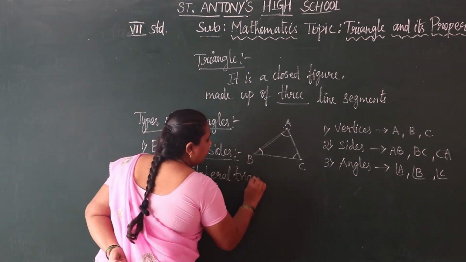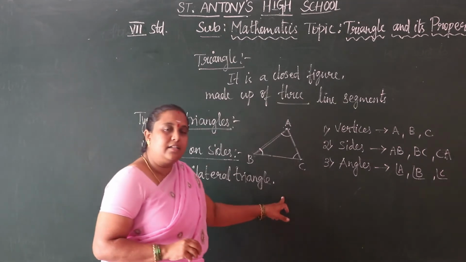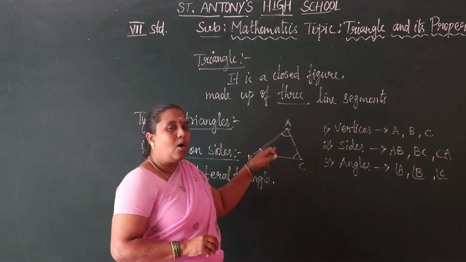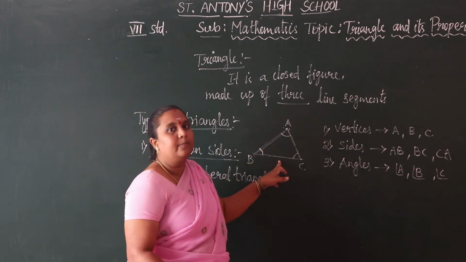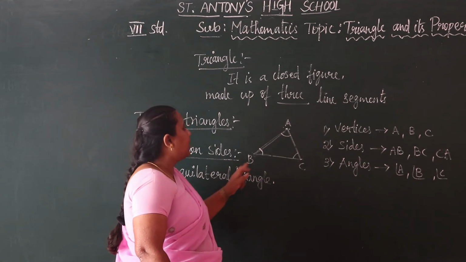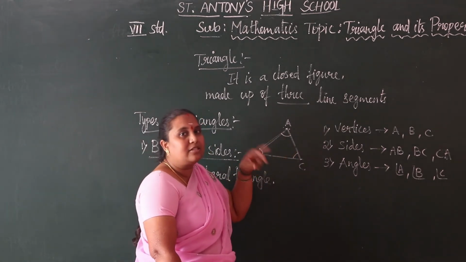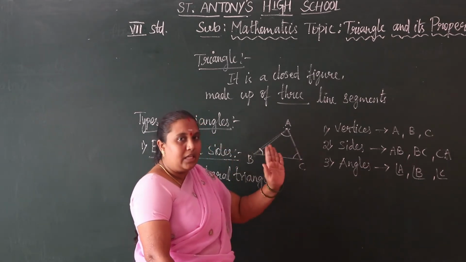Equilateral triangle. Okay, see, equilateral triangle. So in an equilateral triangle, all the sides of a triangle are equal. All the sides means how many sides? 3 sides. So these 3 sides of a triangle are equal.